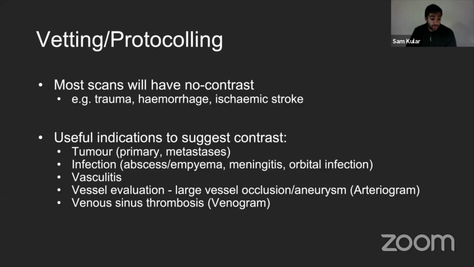And then we also look for venous sinus thrombosis. So is there a clot in the venous sinuses that we can also see on a CT venogram? So they would be the indications for contrast. But otherwise, most things we can see on a non-contrast plain CT of the head.